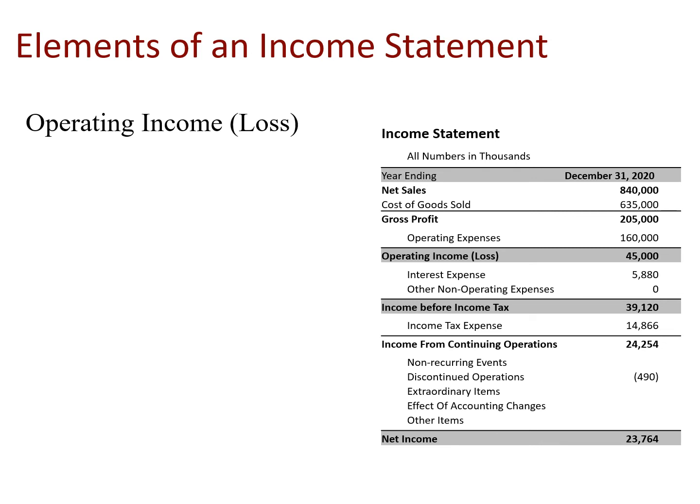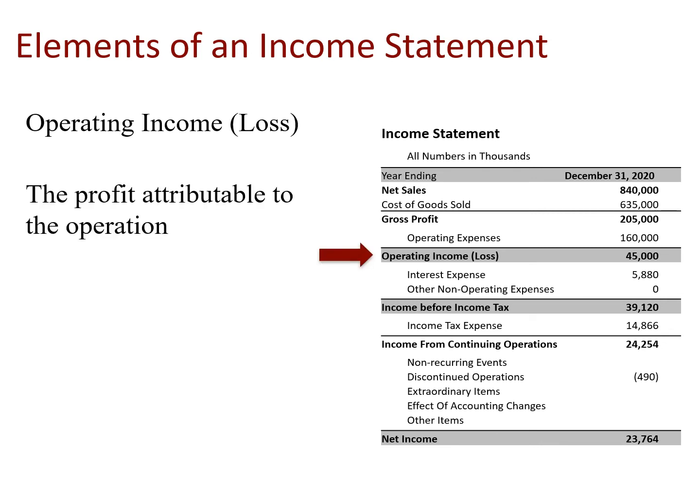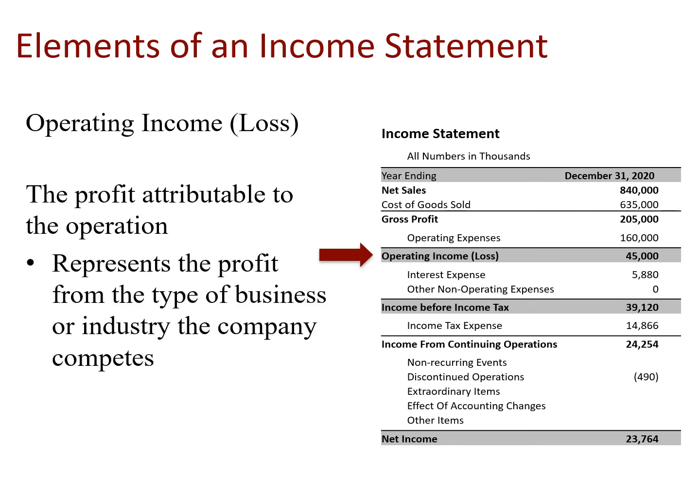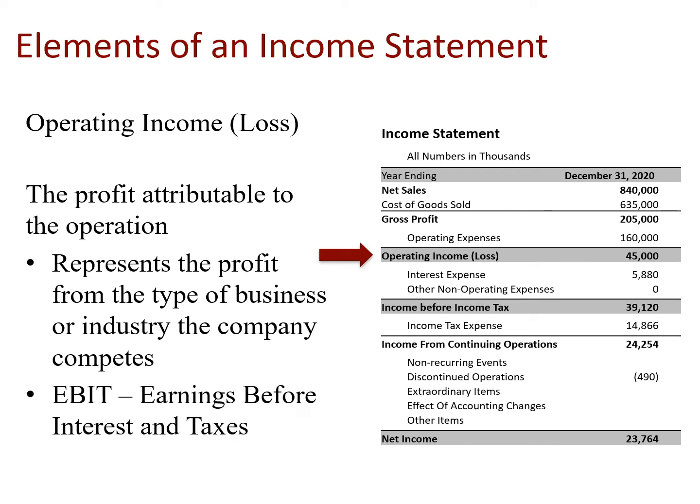Operating income or loss. This is the profit attributable to the operation. In essence, it represents the profit from the type of business or industry the company competes in. Also may be referred to as EBIT, which stands for earnings before interest and taxes. In other videos I do, I'll refer to this number as EBIT, sometimes operating income, also sometimes operating profit.